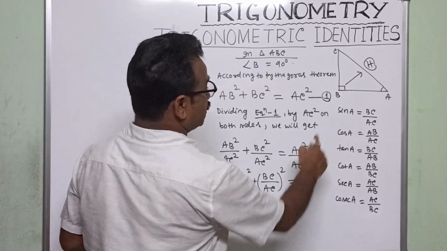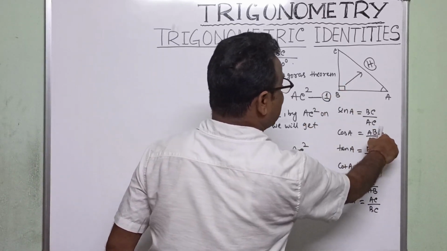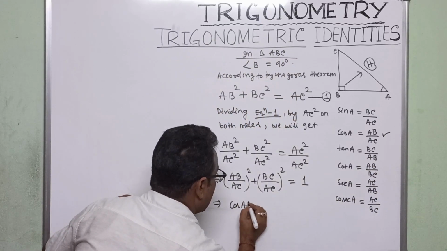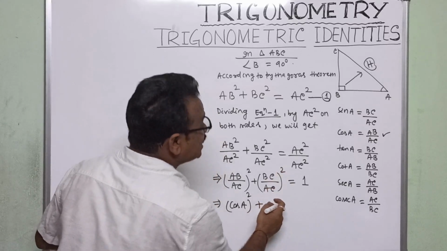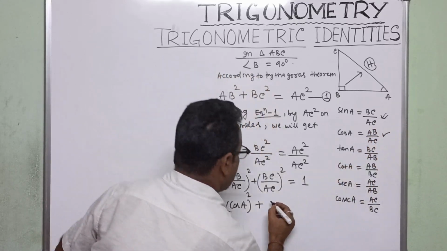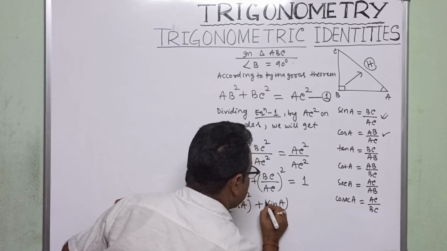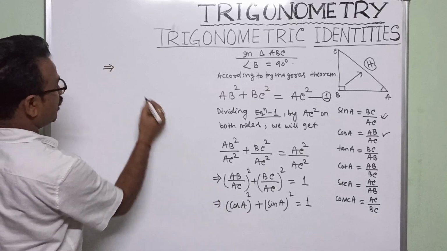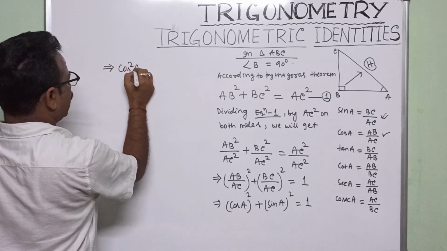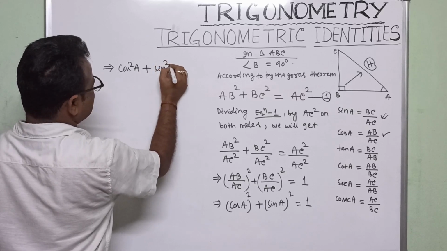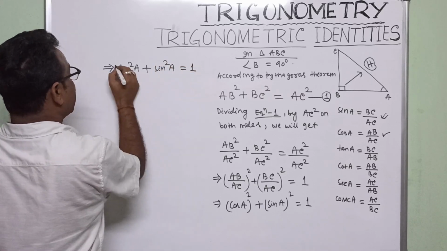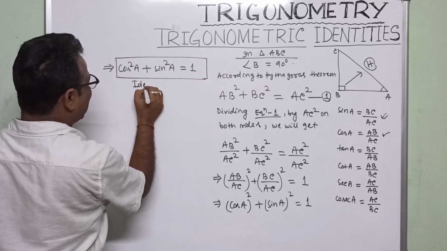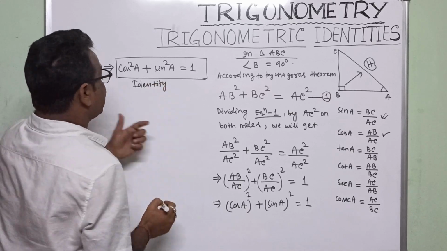Now AB by AC is cos A, and BC by AC is sin A. That implies cos square A plus sin square A is equal to 1. So this is your identity, identity number 1, a trigonometric identity.